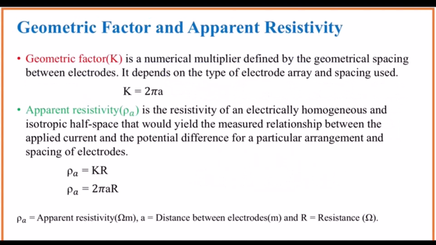After getting the resistance, we can calculate the resistivity by multiplying the resistance with the geometric factor. In the case of the Wenner array, geometric factor K is equal to 2 pi A. Now rho equals K times R, where K is equal to 2 pi A, and rho becomes 2 pi A times R.